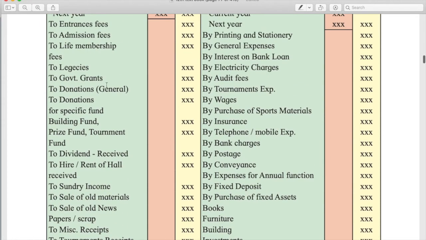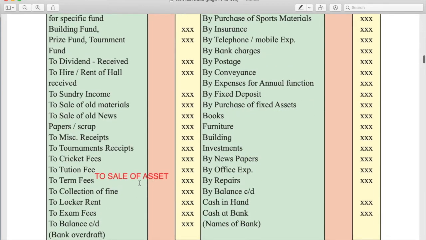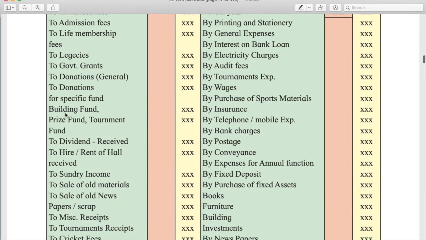Along with that we saw the revenue receipts also. That is what I explained in the last video on the receipt and payment account. That bifurcation I had shown: on the receipt side there are two types of receipt, revenue receipt and capital receipt. Revenue receipt will go to the income side of the income and expenditure account. For the capital receipt, a sale of asset will be deducted from assets, and funds like building fund, prize fund, tournament fund and life membership fees will go to the liability side of the balance sheet.